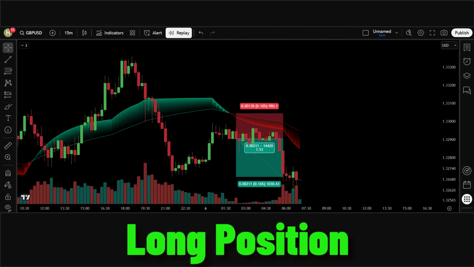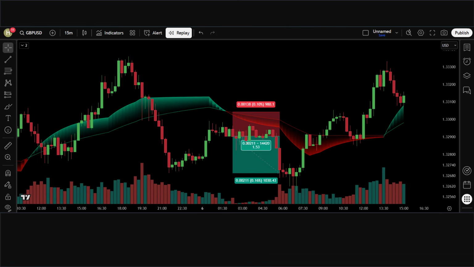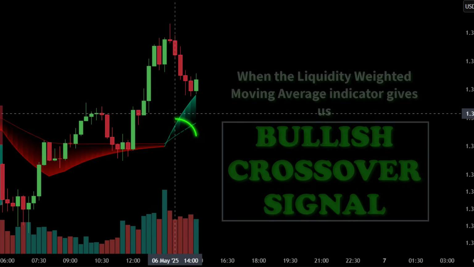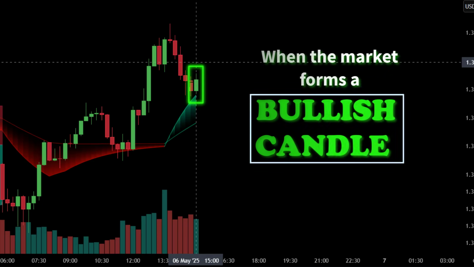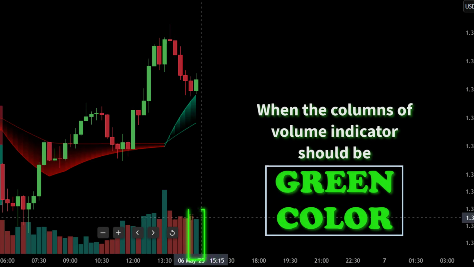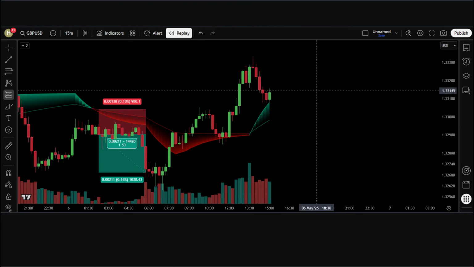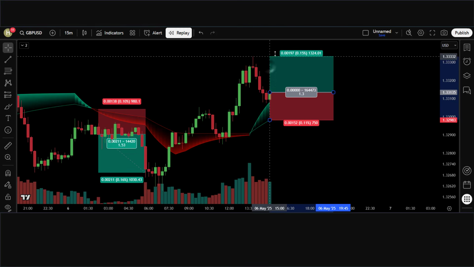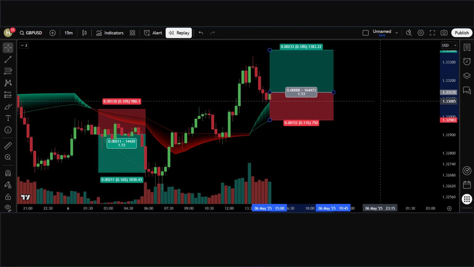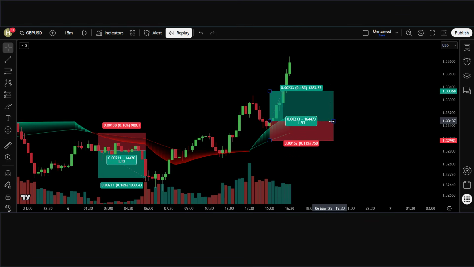Now let us understand long position. When the Liquidity Weighted Moving Average indicator gives us bullish crossover signal, when the market has formed a bullish candle, and when the columns of volume indicator are green color, if this condition is fulfilled, then we will place buy order. Our stop loss will be placed at the lower MA line of LWMA indicator, and the risk to reward ratio will be 1:1.5. The market has completely hit the target.